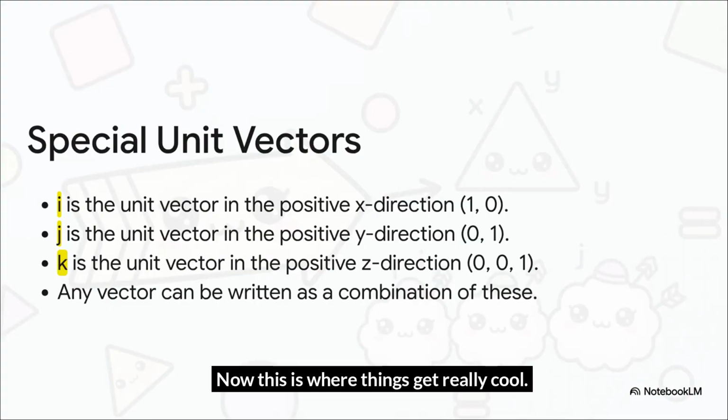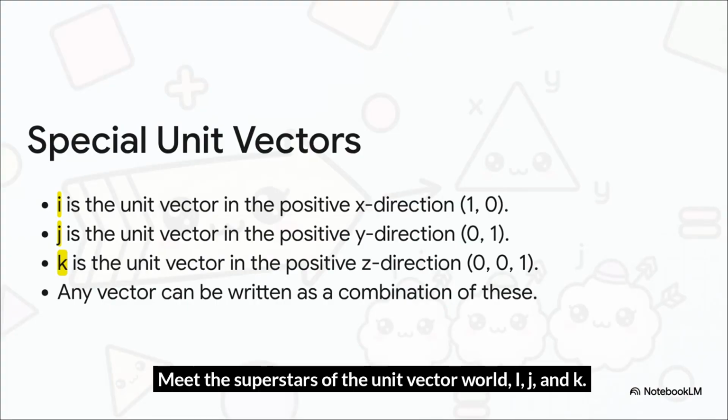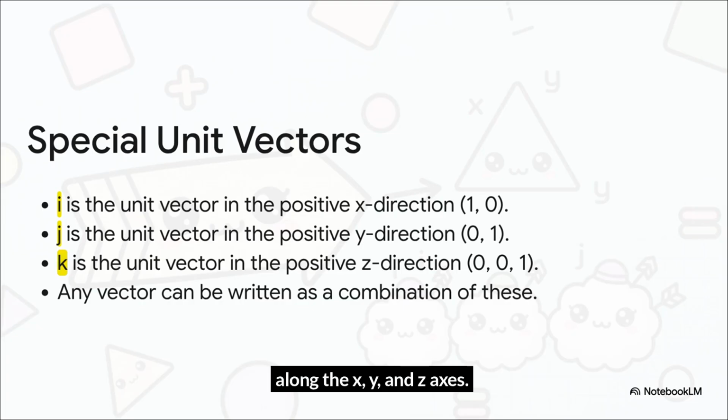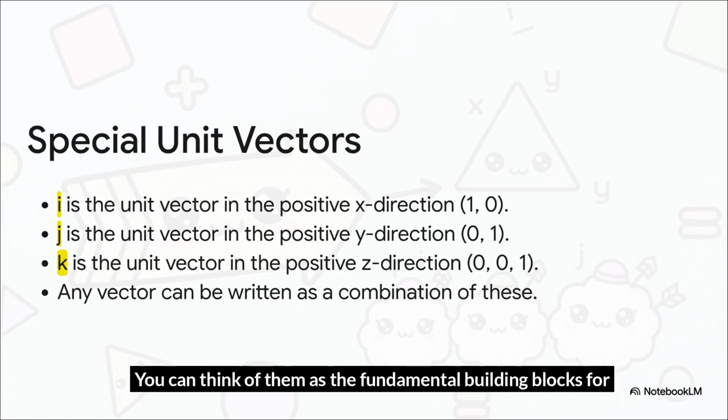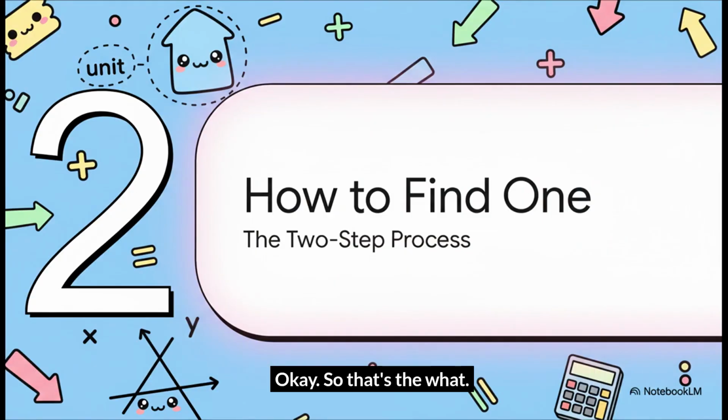Now, this is where things get really cool. Meet the superstars of the unit vector world, i, j, and k. These guys are the special unit vectors that point perfectly along the x, y, and z axes. You can think of them as the fundamental building blocks for every other vector out there. Seriously, any vector you can possibly imagine can be built just by mixing and matching different amounts of i, j, and k. They're kind of like the primary colors of the vector world.